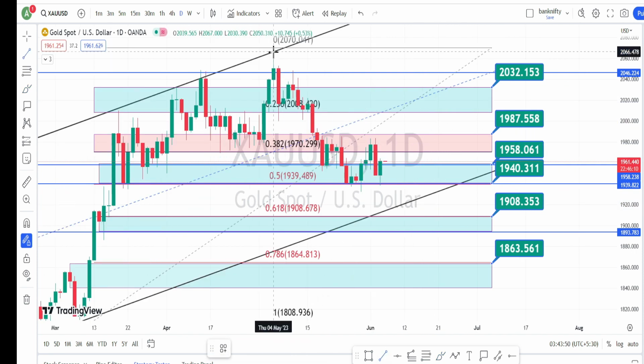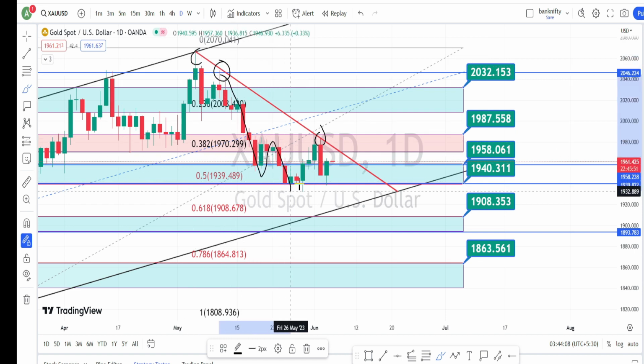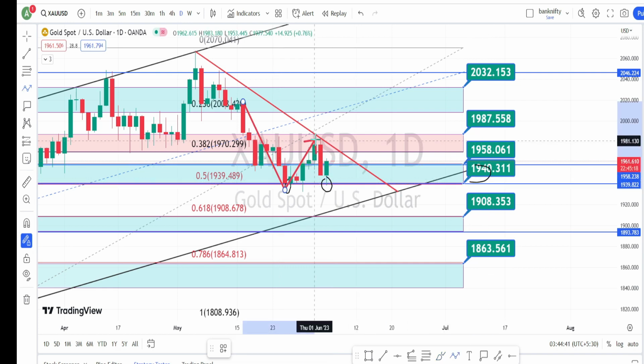And when we look at the current trend of the price action in daily time frame, it is still trading below this trend line or the resistance line, which confirms that the current trend of the price action is still in a bearish trend. And also we can notice that the price action has taken support on this support level of 1940 and is trying to make a double bottom pattern.